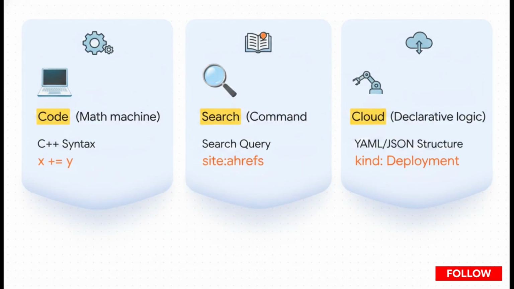Just look at these three distinct syntaxes side by side. On one side, we have standard C++ code using mathematical symbols. Right in the middle, a very specific Google search query. And over on the far end, declarative infrastructure logic used in cloud environments. All three of these are universally referred to as operators by the professionals who use them literally every single day.